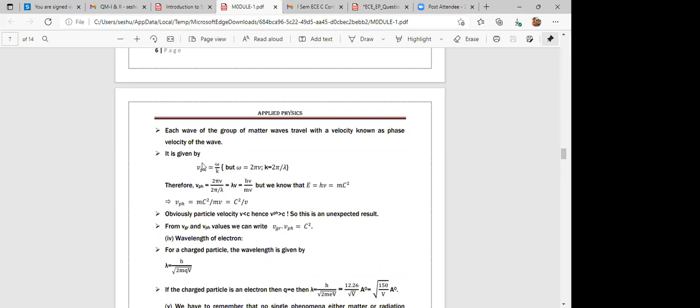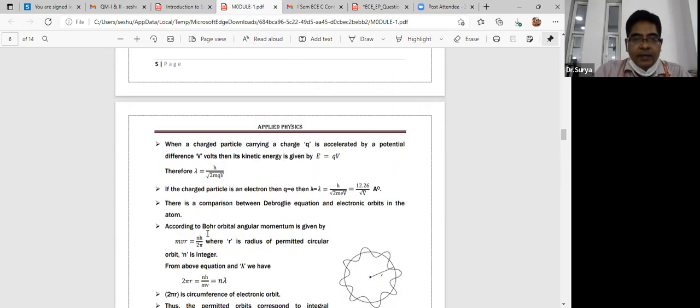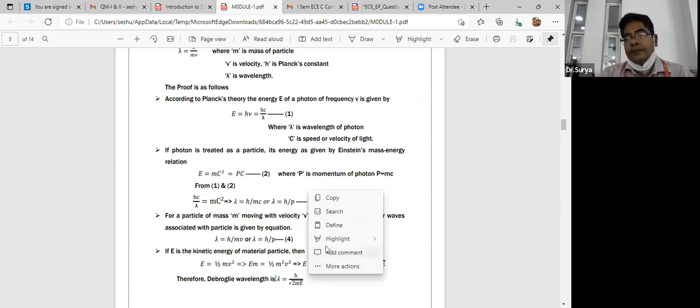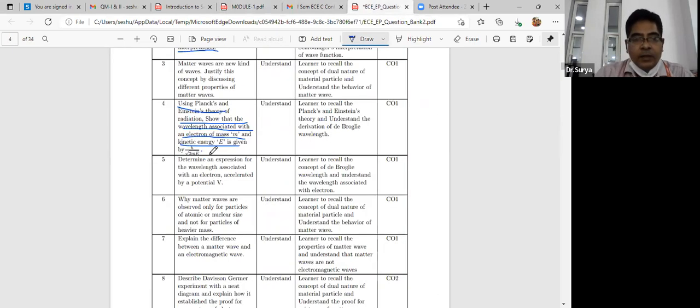Yes, sir. So this is the expression: lambda equals h by root 2 m q V. It is obtained by taking E equal to mg square equal to lambda. So this is the expression for de Broglie wavelength: lambda is equal to h by under root 2 m E. This is the expression you have to determine. Use Planck's and Einstein's theory of radiation to show that the wavelength associated with an electron of mass m and kinetic energy E is given by h by under root 2 m E. So that is the expression.